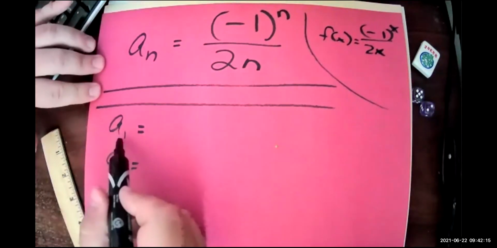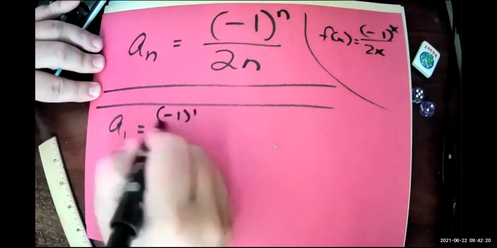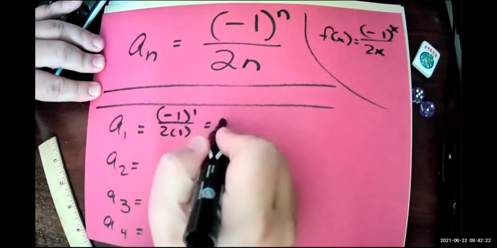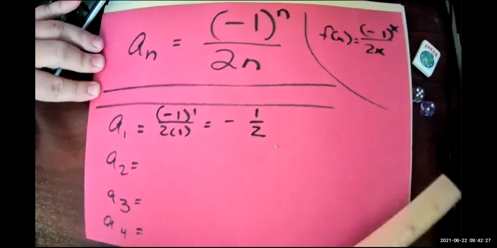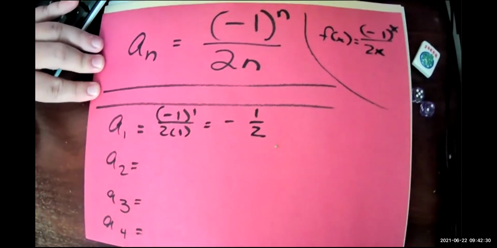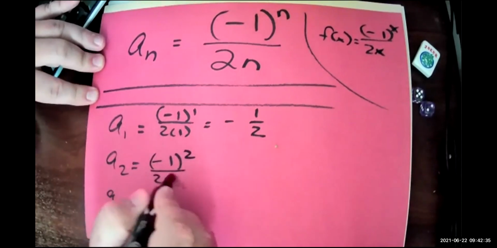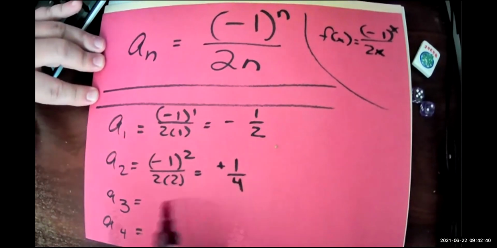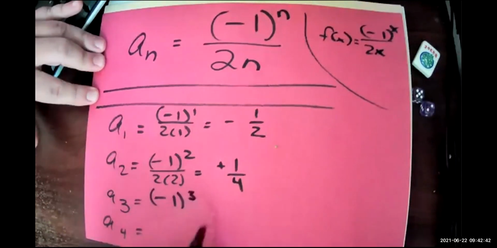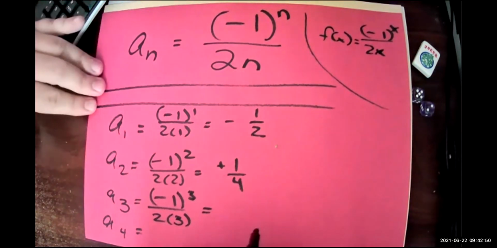Well, you carefully plug the n value, which is 1, into the formula, and you get -1/2 for this one. For a sub 2, it would be -1 squared over 2 times 2, which is positive 1/4, right? And you'd carry on and keep on going with it by plugging them in. So please remember, my friends, if you are asked to list the first 4 terms, you're basically doing 4 questions all at once.